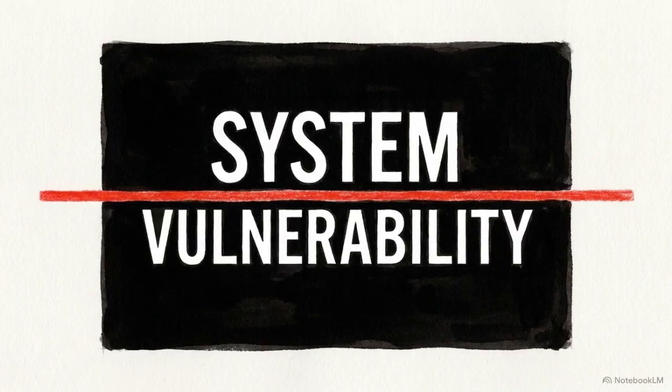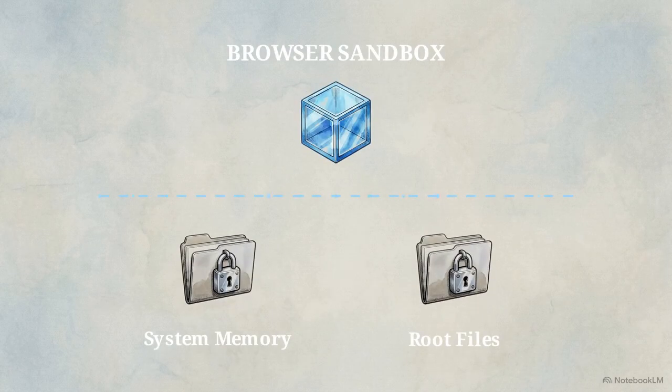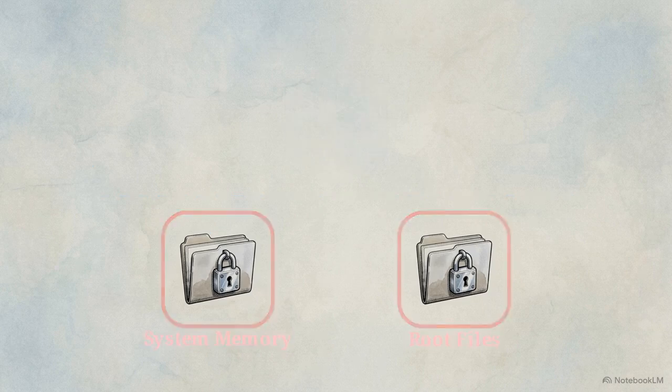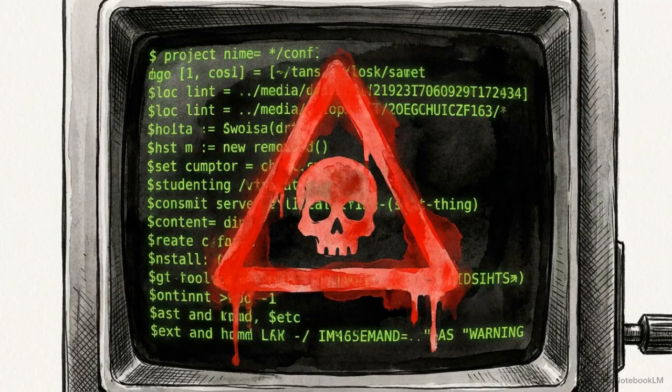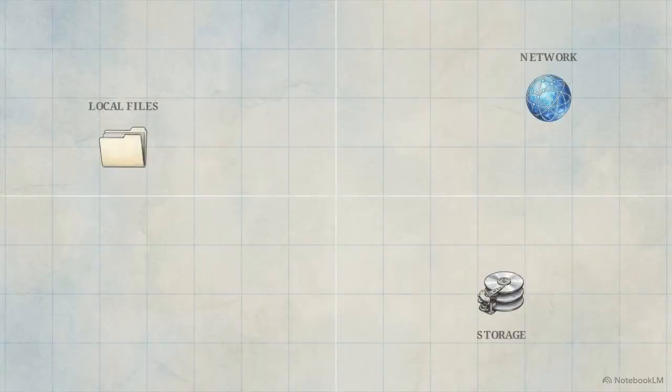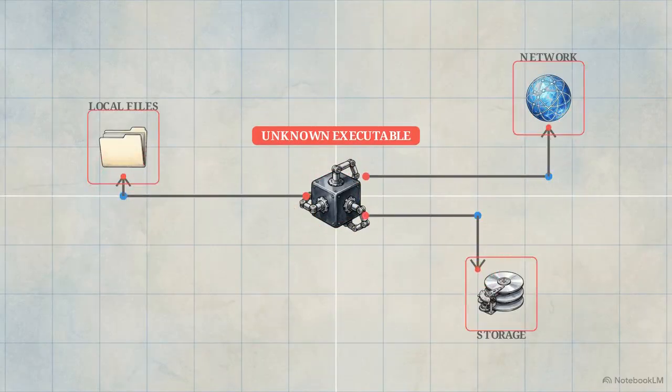Now, this introduces a significant operational paradox. By stripping away the browser sandbox to gain utility, you expose the host machine's root-level files and system memory to direct exploitation. Developers are currently flooding open-source marketplaces, downloading thousands of pre-packaged AI skills to accelerate their build times. But executing an untrusted AI skill locally is risky. You are deploying an unknown executable equipped with its own capacity to parse and react to your data.